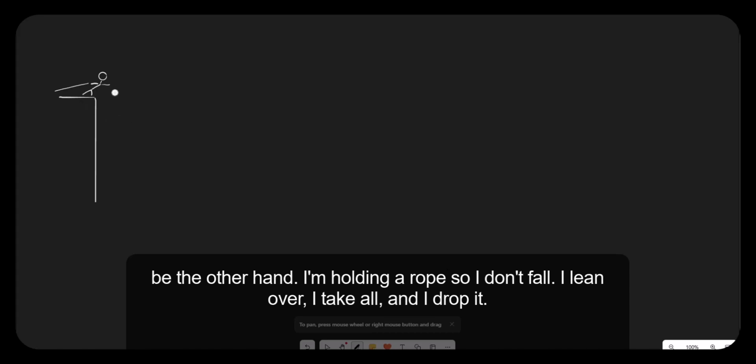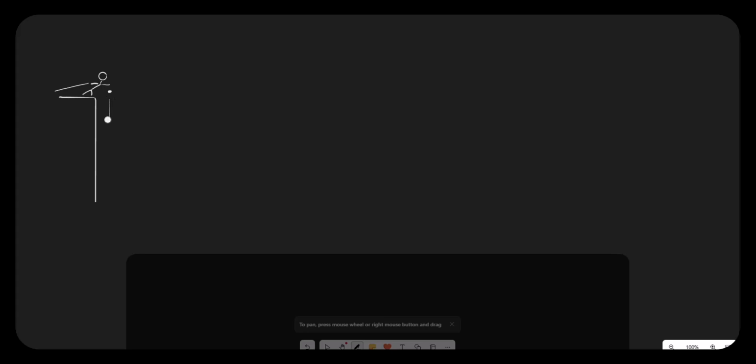If I am standing at the top of a building and I lean over, maybe with the other hand I'm holding a rope so I don't fall. I lean over, I take a ball and I drop it. Then if I were to set up my table, it would look like this. Y initial, Y final, V initial, V final, acceleration, time.